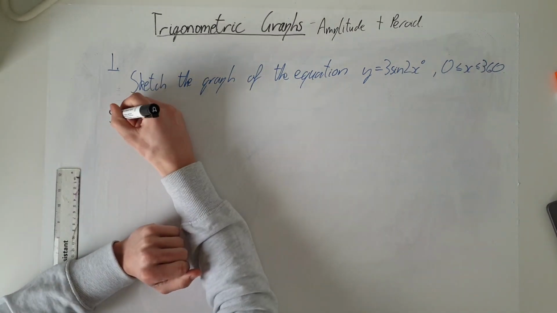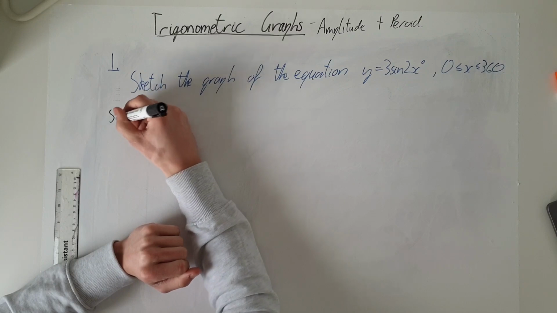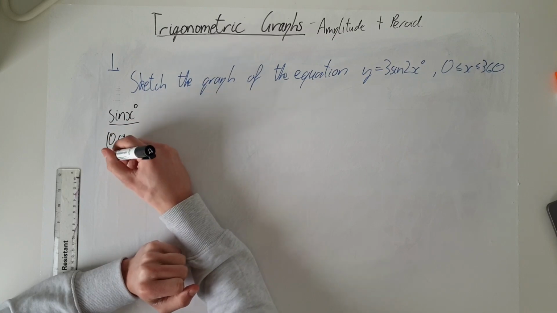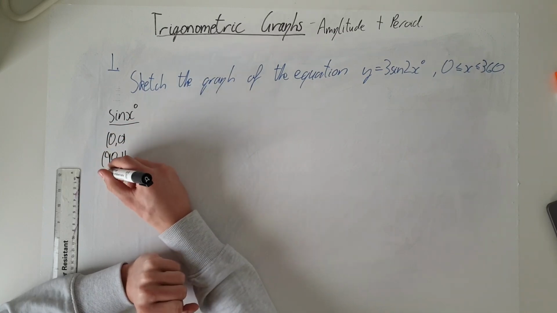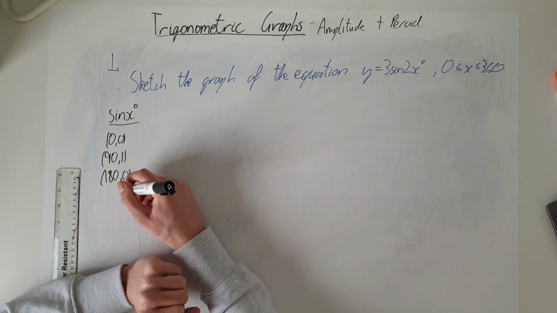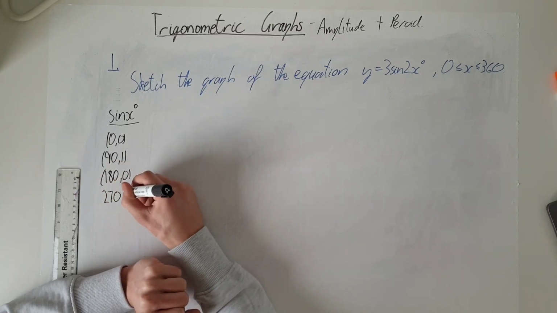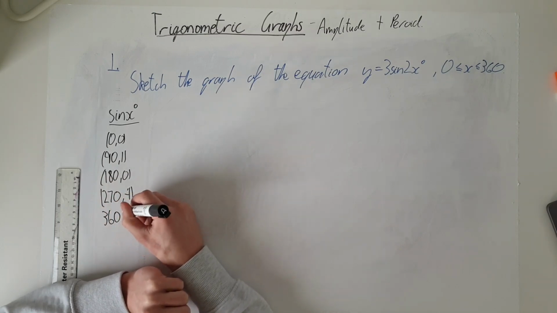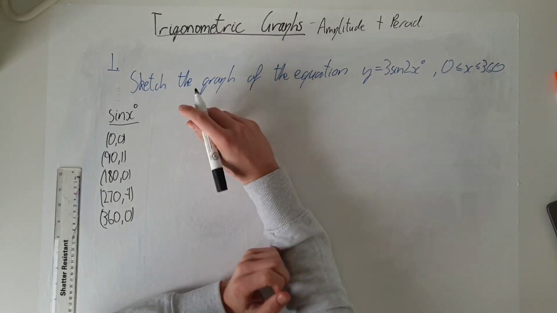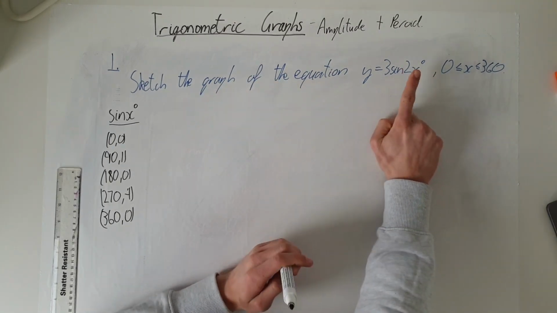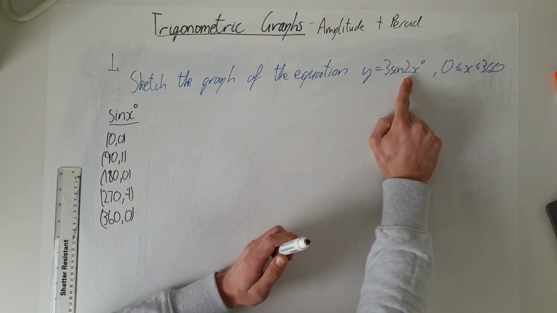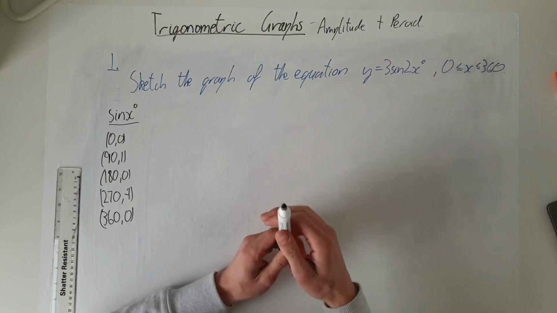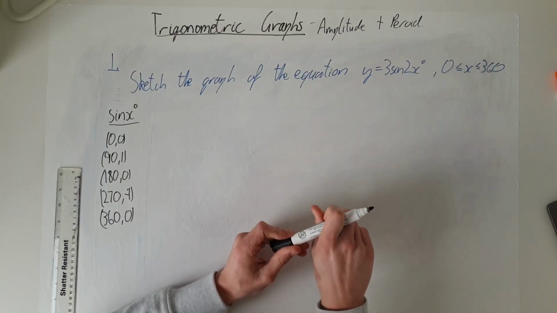So first of all, using that method, our original points for sine we know are (0, 0), (90, 1), (180, 0), (270, -1), and (360, 0). And then first of all, we can either choose to do our amplitude first or period first. It doesn't really matter which order you do them in. So I'm going to just do amplitude first.